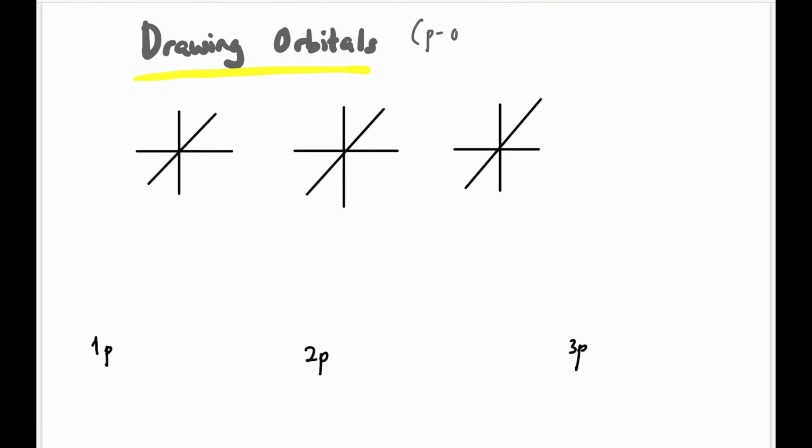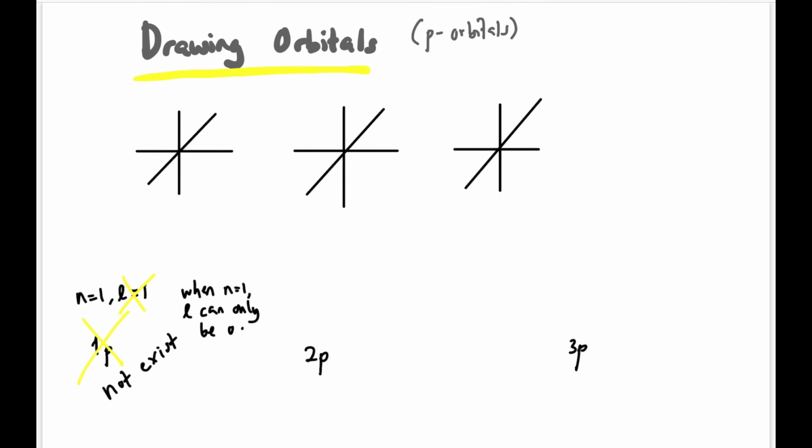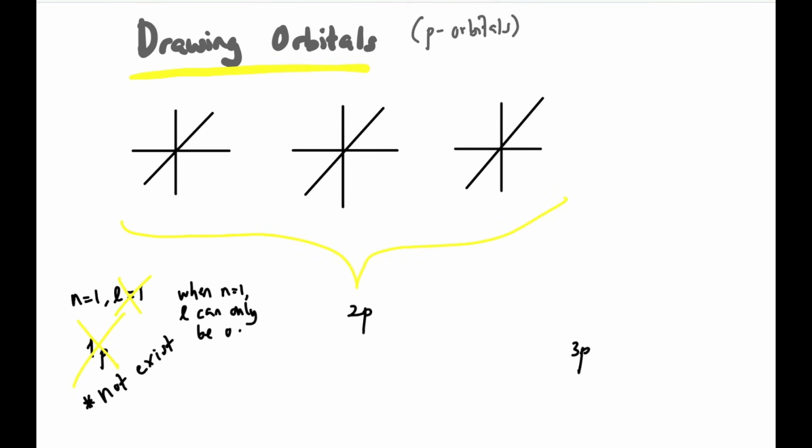Now let's learn how to draw p orbitals. P orbital bentuknya dumbbell. To begin with, 1p tidak wujud, not exist, because dalam 1p n equal to 1, L juga equal to 1. Sedangkan kita tahu the principle is when n equal to 1, L can only be 0, tidak boleh besar daripada n ataupun sama dengan n. So 1p tidak exist. Nah, mari kita belajar to draw 2p orbitals.